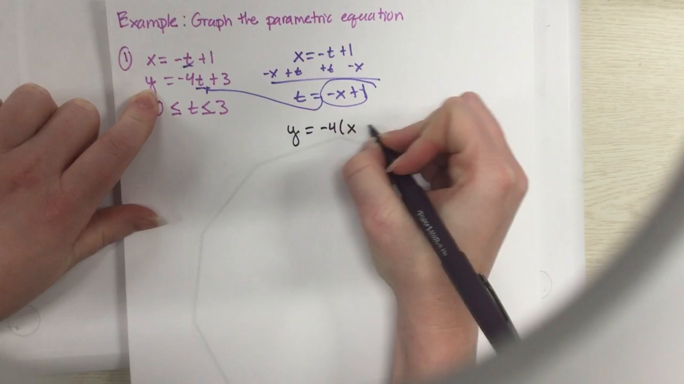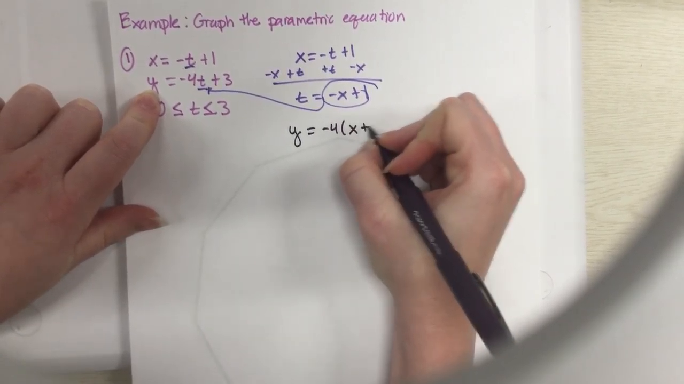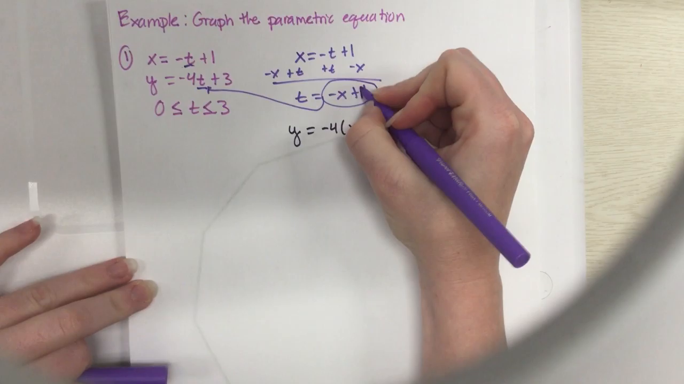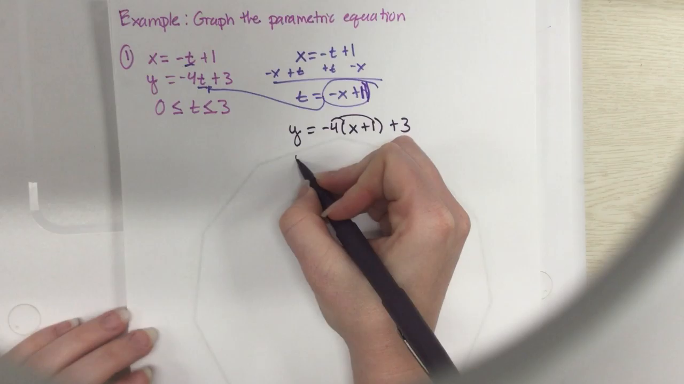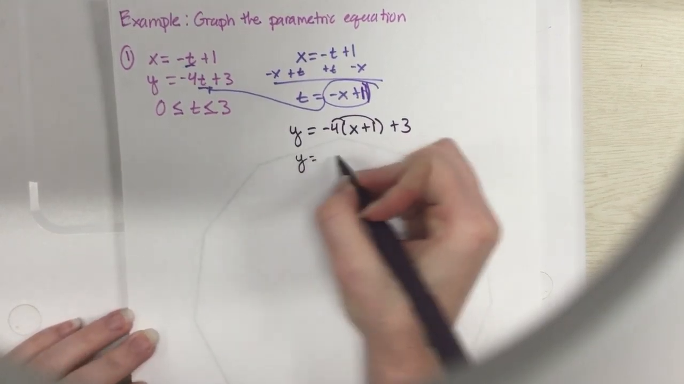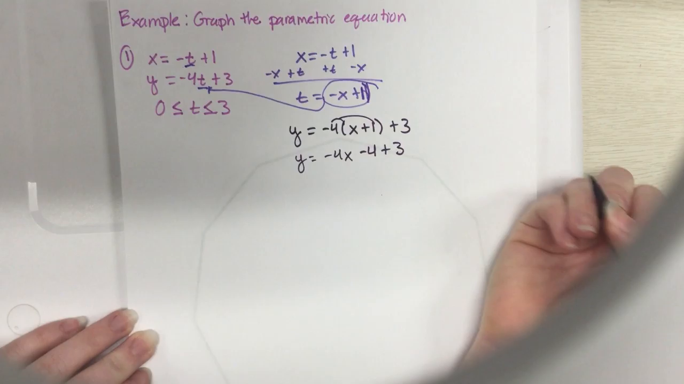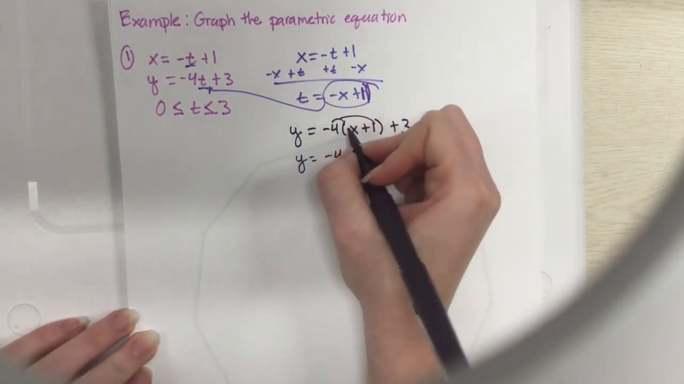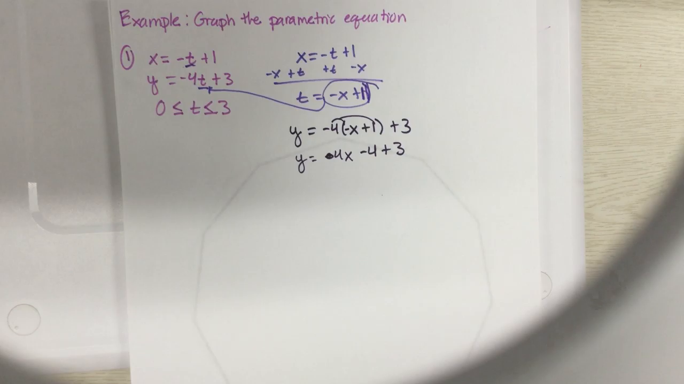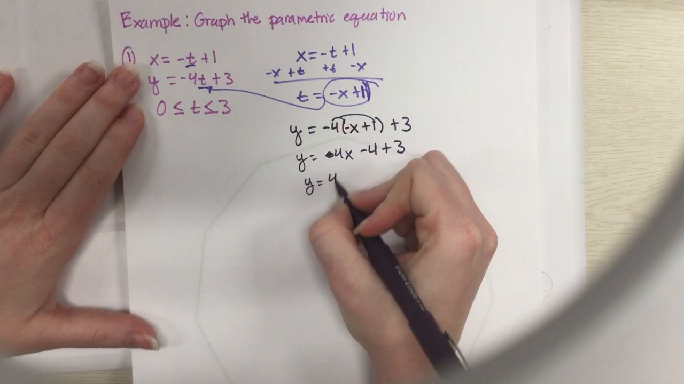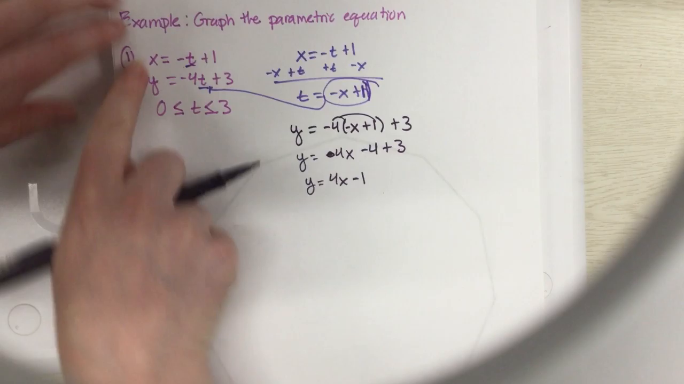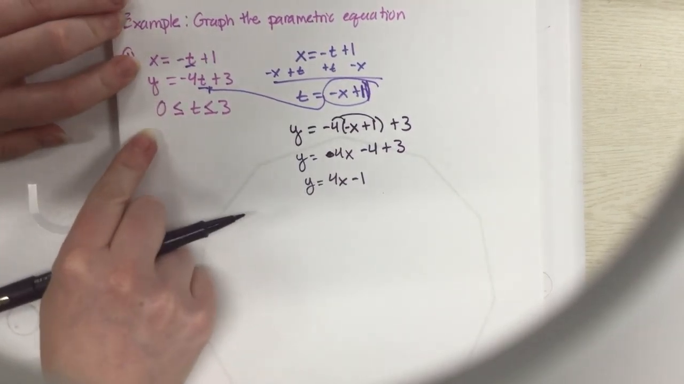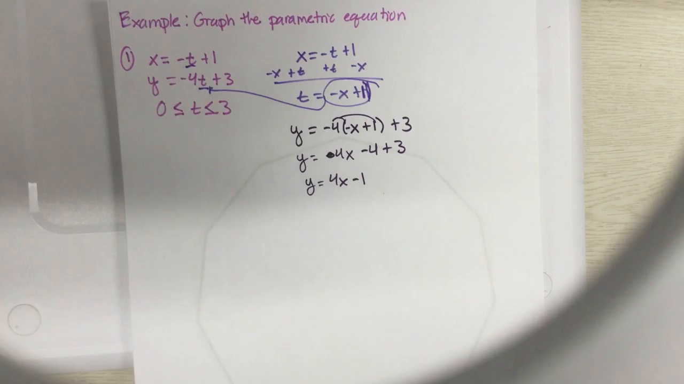So we're going to get y equals negative 4 times the quantity negative x plus 1, plus 3. I just need to go ahead and distribute. Oh, sorry, this is a negative x, my bad. So it's positive 4x minus 4 plus 3. And so then y equals 4x, and negative 4 plus 3 just makes a negative 1. So this parametric equation is really just this line, y equals 4x minus 1.